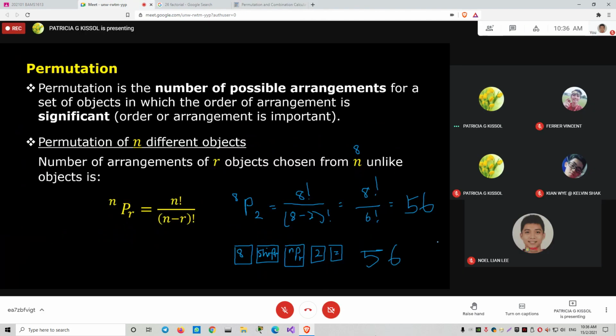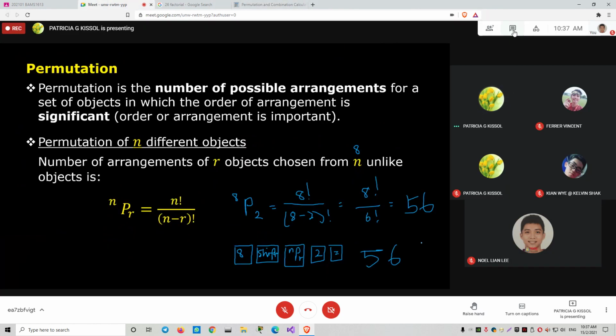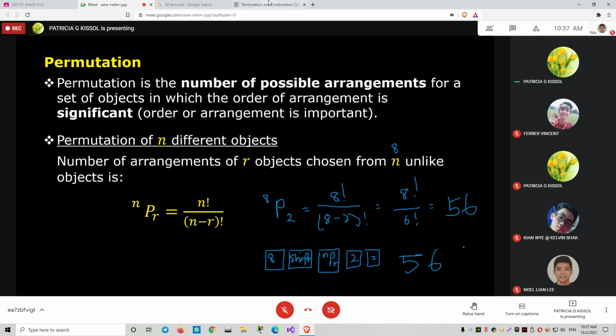Which one do you find easier? Use the formula or the calculator? Calculator. Calculator, right? Let me answer a very quick message from Miss Leah. Okay, sorry about that. There was an urgent question from Miss Lee.